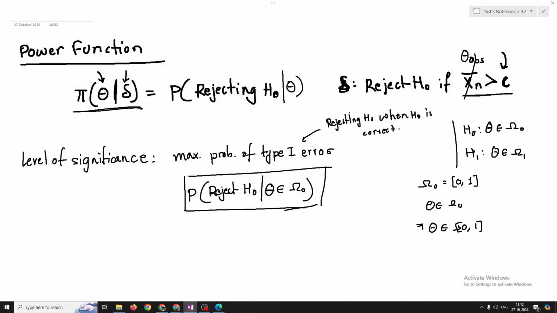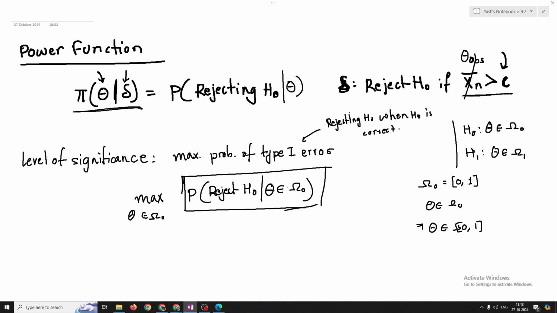So this is making the probability of type 1 error. Again, I have different values of this particular probability for different values of theta belonging to this omega naught. Now when I take a particular value of theta such that this probability is the highest, then the resulting expression is your level of significance.